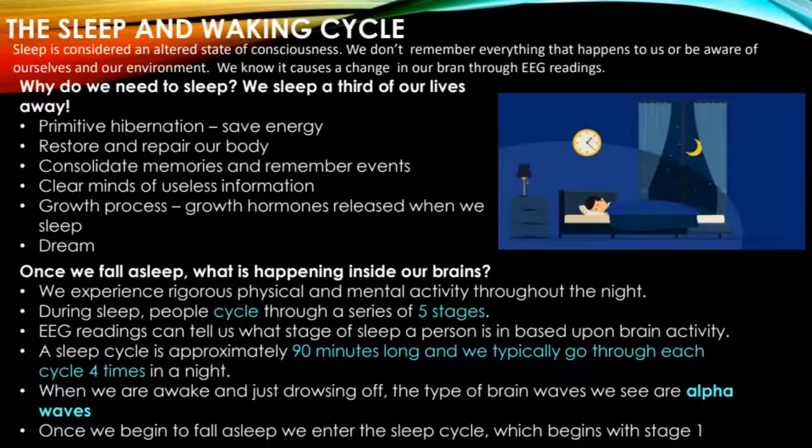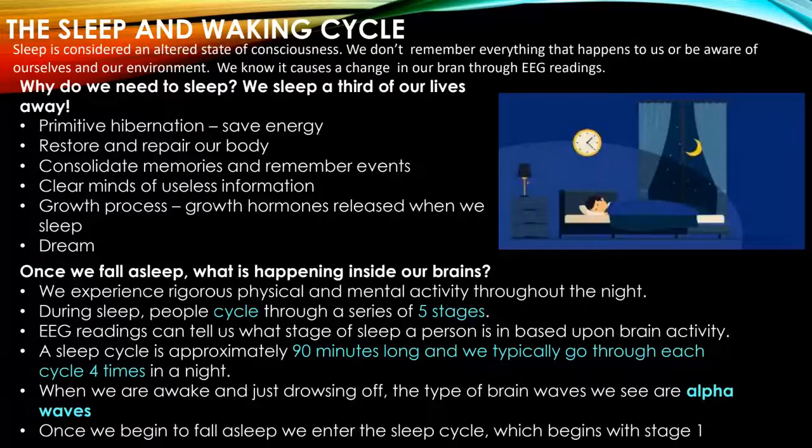Okay, so sleep is made up of a sleep cycle, where we move through different stages of sleep, and those different stages also are varying levels of conscious awareness. So we've moved into sleep, but within our sleep, there are different stages of conscious awareness. And the EEG readings can tell us what stage of sleep a person is in based upon their brain activity. And a sleep cycle generally is about 90 minutes long, and we typically go through 4 of those sleep cycles in one night.